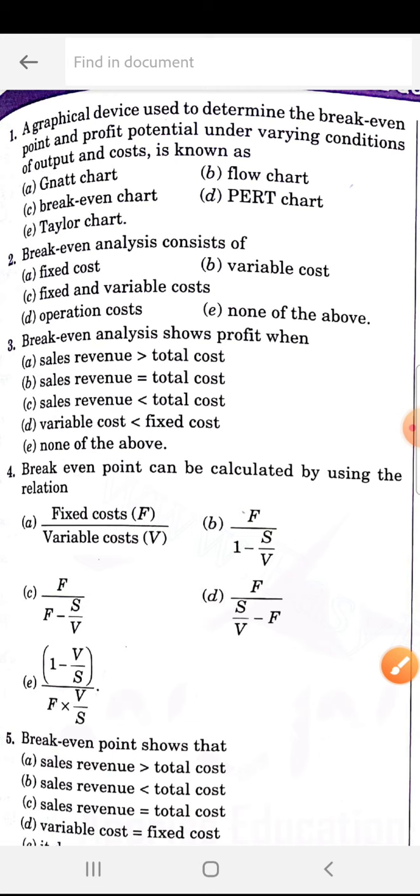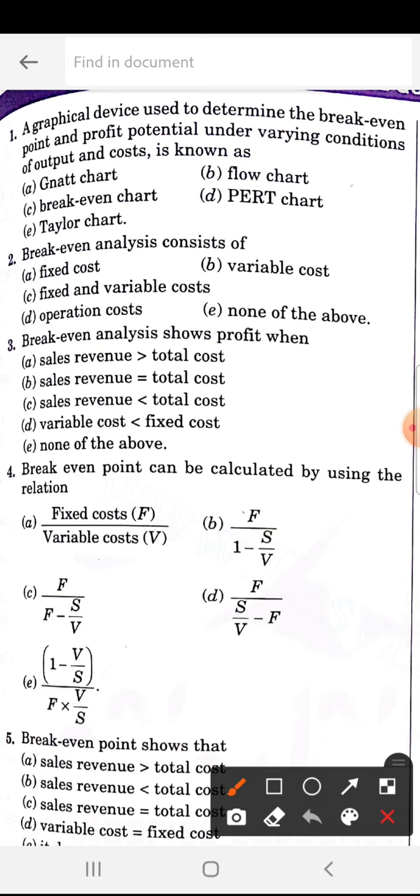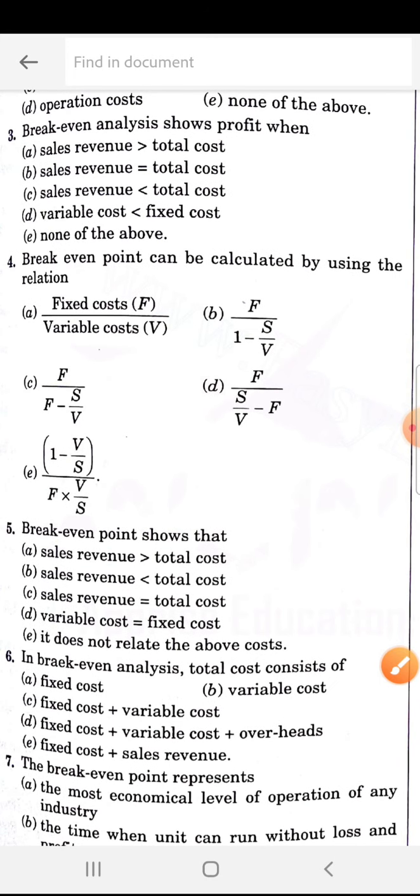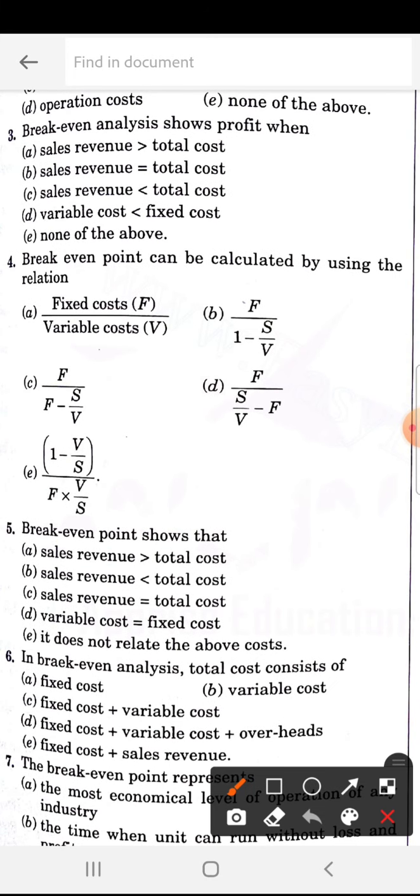Now break even analysis will consist of fixed cost plus variable cost. So that is the correct answer, C. Break even analysis shows profit. When will we get the profit? When we sell at more than the cost. So this is when the sales revenue is greater than total cost.